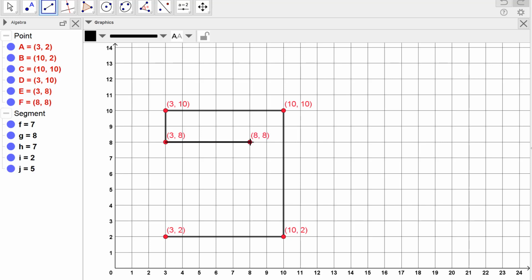Okay, so that brings me over to the point, right 8, up 8. And then do you remember that gap in the middle? It was 4, wasn't it? So we're going to go down 4 now. 1, 2, 3, 4. Okay, so that brings me to the point 8, 4, which is right 8, up 4.